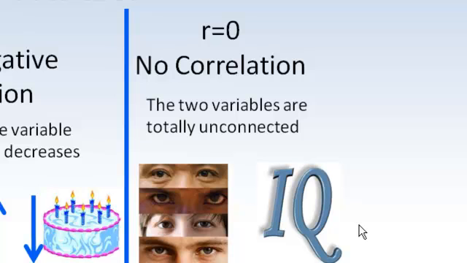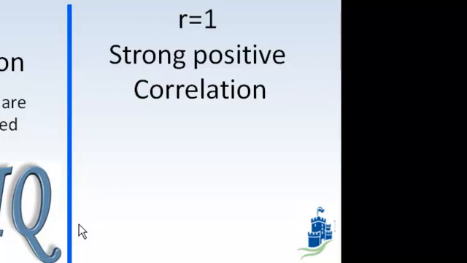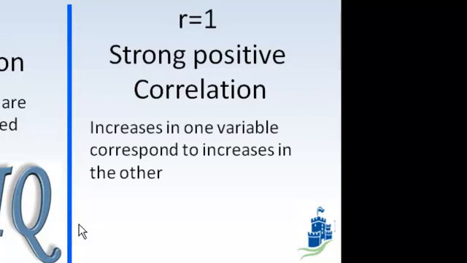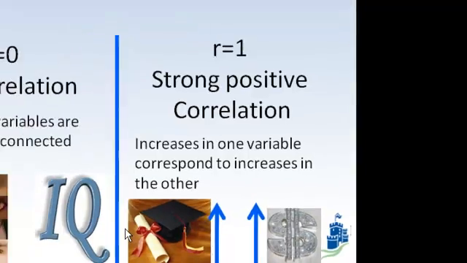Okay, so that's an R of 0, whereas if one goes up and the other goes down, that's an R of -1. And then there's also a strong positive correlation, which is if one variable goes up, the other one goes up as well. So an example of that is the one from before. The more years I spend in school, the more moolah I'm going to end up with when I'm older.